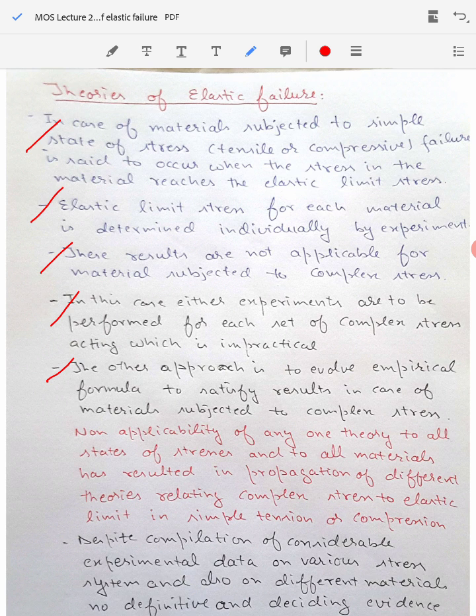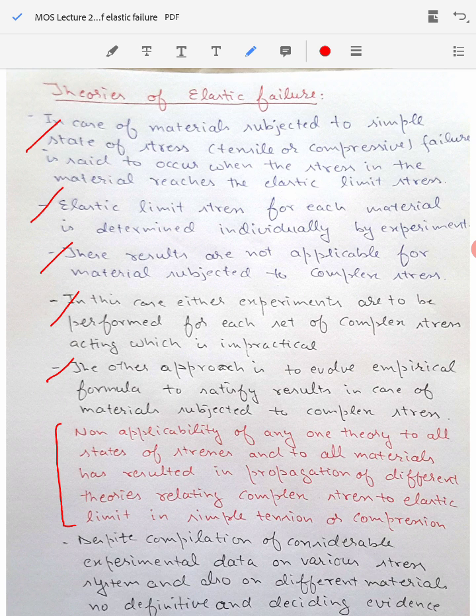Non-availability of any one theory applicable to all such states of stress and all materials has resulted in the propagation of different theories relating complex stress to the elastic limit in simple tension or compression. What we are basically trying to say is that we bring out those empirical relations, find certain values through those formulas, and relate them with the elastic stress values calculated in the simple tension or compression test. When this value has reached that value in the complex stress, we say that the component has failed.